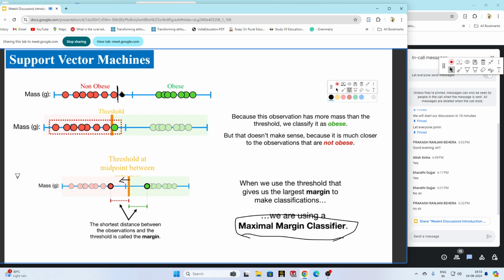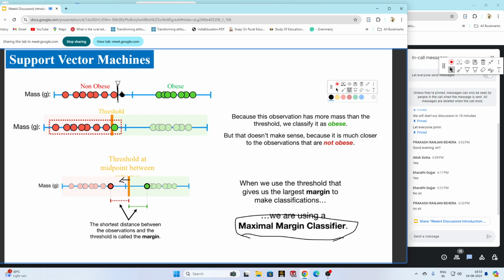You understood this margin? Okay, let me explain again. We have two groups. One is non-obese, denoted by our red dots. We have obese, denoted by our green dots. This is clear, right? Okay, so our first step: how can we classify these two things separately? By a threshold. So the thing is where to put the threshold.